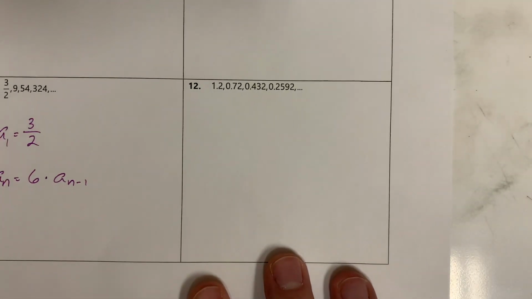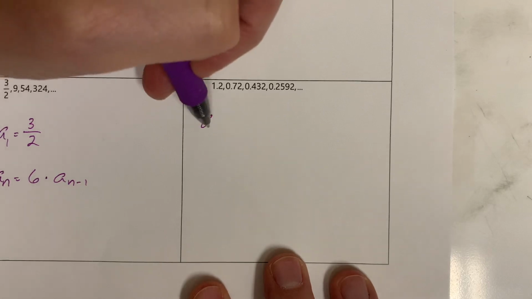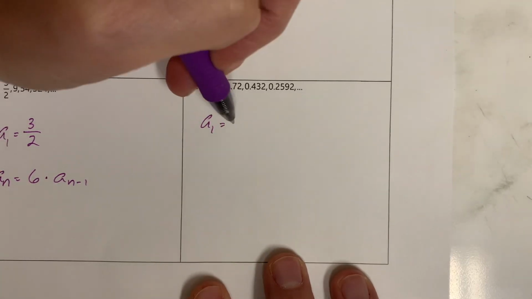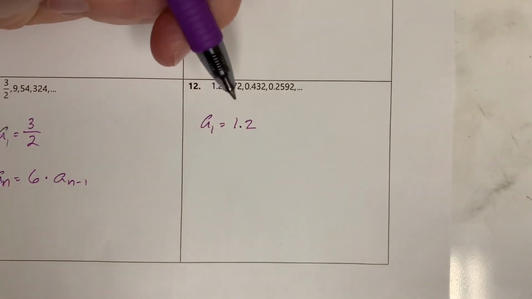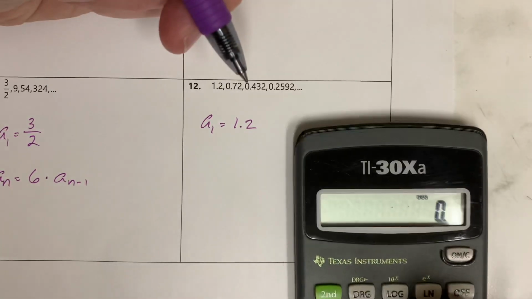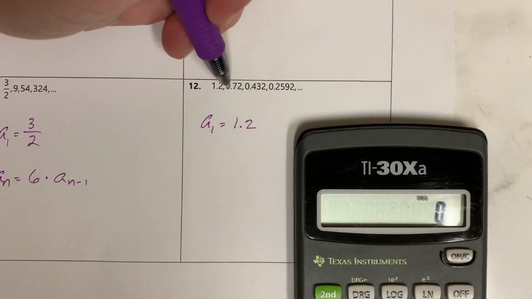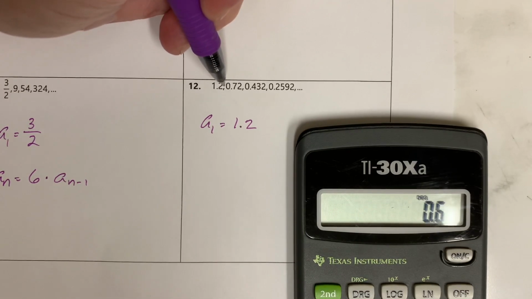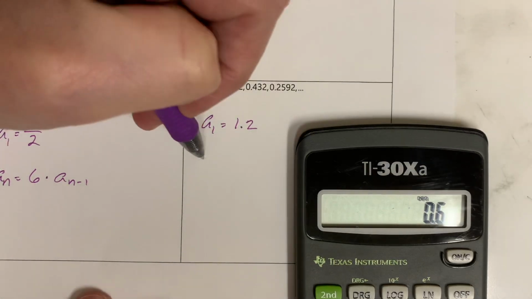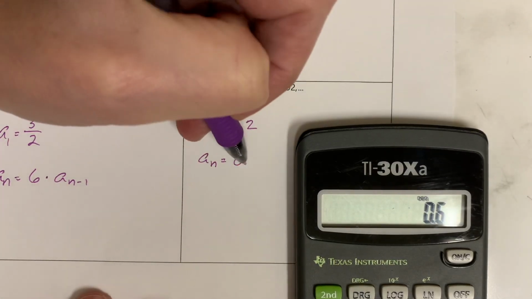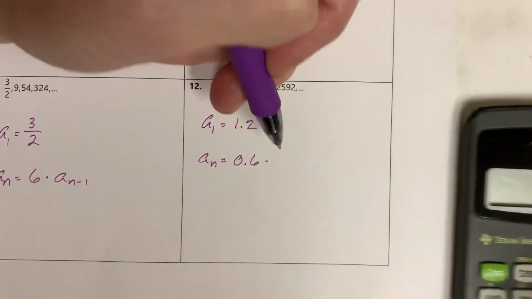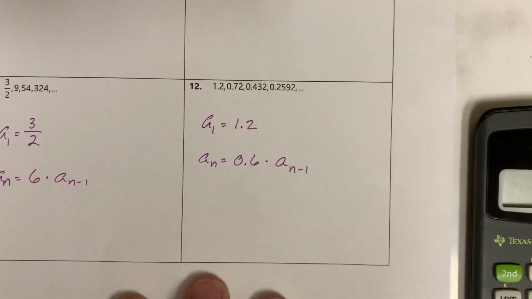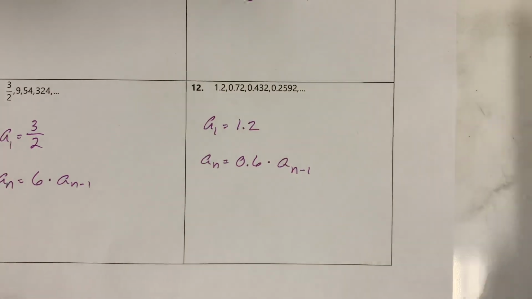Okay, for this one you have a bunch of decimals. So a sub 1 is equal to 1.2 it looks like. Let's find out what our common ratio is. Just take any 2 terms and divide them. 0.72 divided by 1.2 is 0.6. So a sub n is equal to 0.6 times a sub n minus 1. And that's how you turn a geometric sequence into a recursive sequence for that geometric sequence.